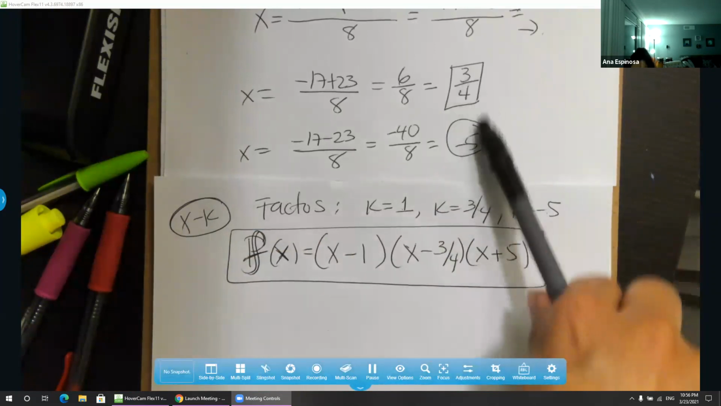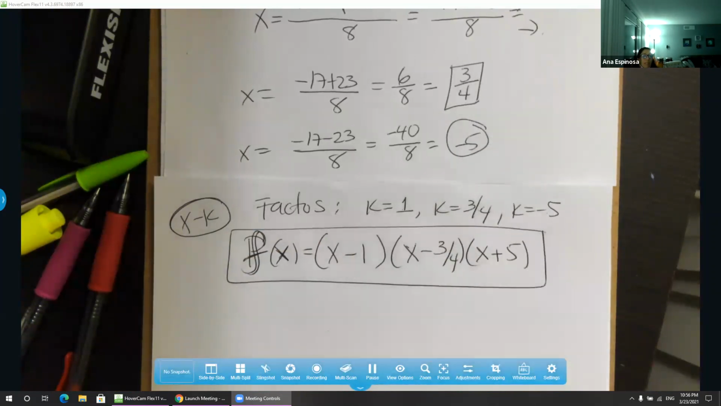So if you just stop here, you've solved it, you have found the answers, but you have not given your answer in linear factors. There's an R. Linear factors. Okay. All right.